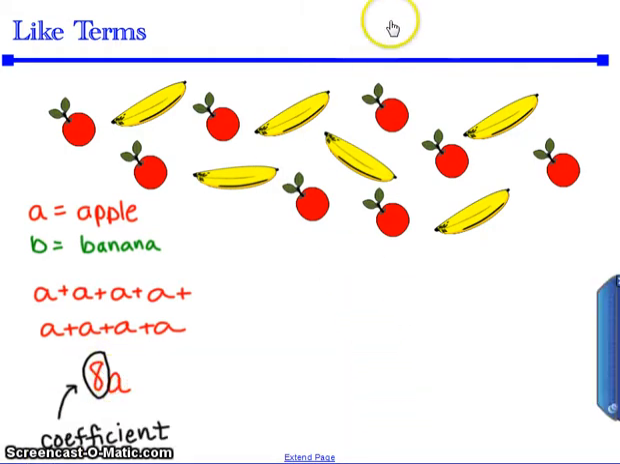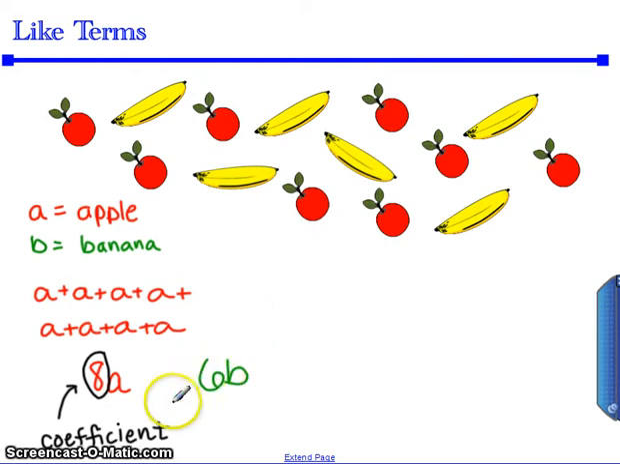So now we could do the same thing for the bananas. There are 1, 2, 3, 4, 5, 6 bananas. So I could write down 6b. b is the variable for bananas. 6 is the coefficient in front of it that tells us there are 6 of them.